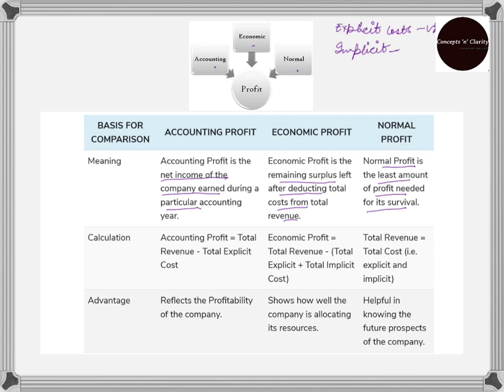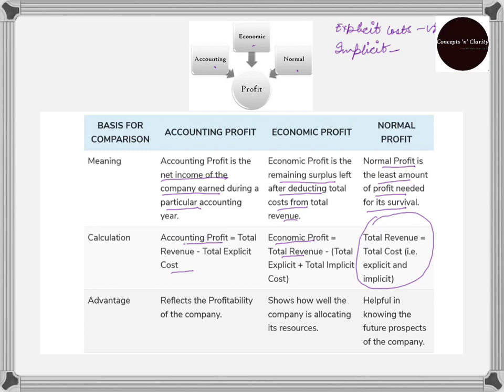How are we going to calculate accounting profit? The formula for this is accounting profit is equal to total revenue minus total explicit cost. And economic profit is equal to total revenue minus total explicit plus total implicit cost. Normal profit is calculated when total revenue is equal to total cost, that is explicit and implicit.